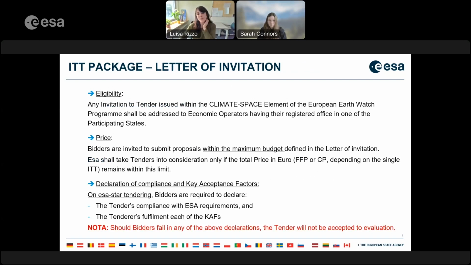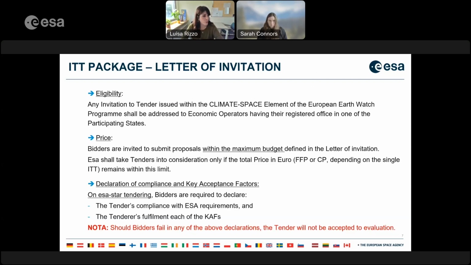So starting with the letter of invitation, so the so-called cover letter. The cover letter, of course, contains the formal part of the ITTs. If the statement of work contains the project explanation and the expectation under a technical point of view of ESA, the cover letter contains all the formalities.